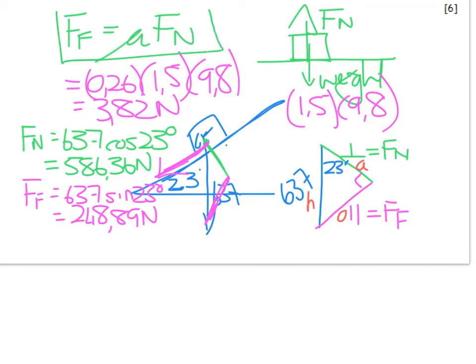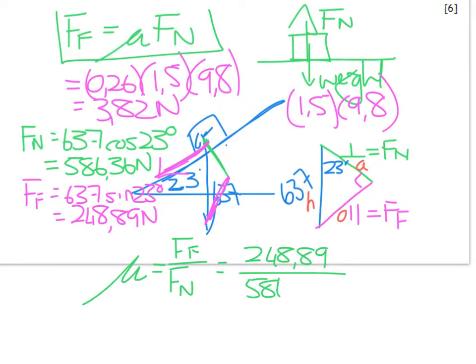Now we need to use this equation over there in order to say that mu is equal to the frictional force over the normal force, which is going to be equal to 248,89 divided by 586,36, and I land up with 0,42.